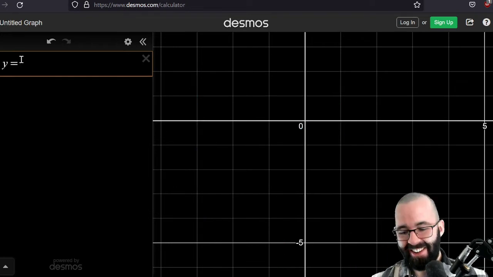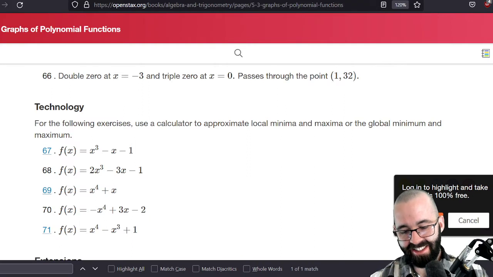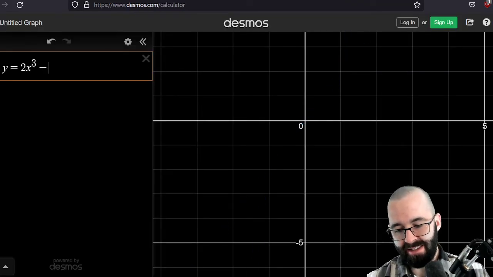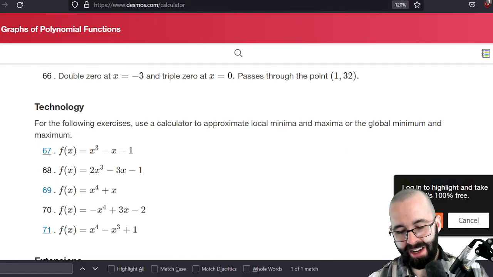No, you can't. You can't copy paste. All right, what do we got here? 2x cubed minus 3x minus 1.